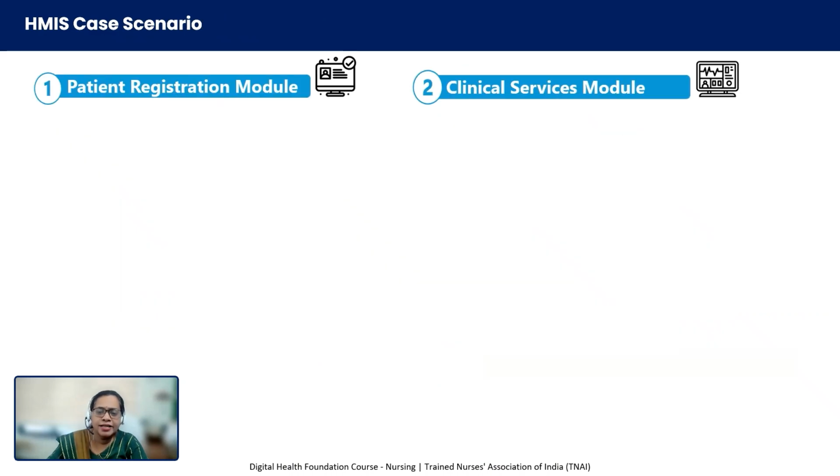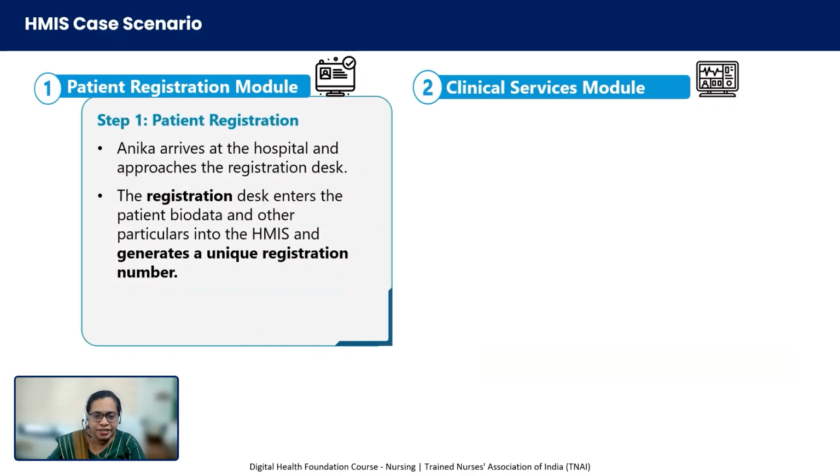Let's follow Anika's journey step by step to see how HMIS supports her hospital visit. So step 1 is registration. When Anika arrives on the designated appointment date, the front desk staff enters her personal and medical details into the HMIS. The system instantly generates a unique registration number, which becomes her digital identity for all her future visits.